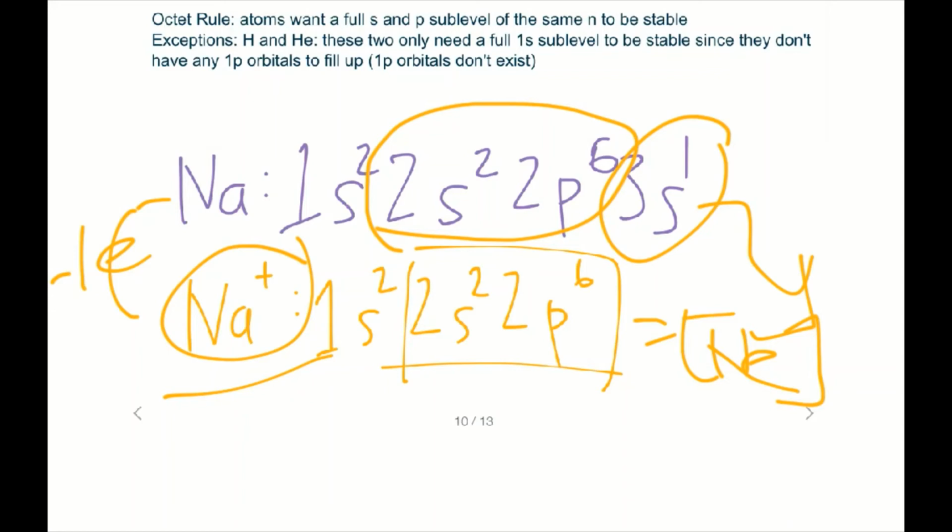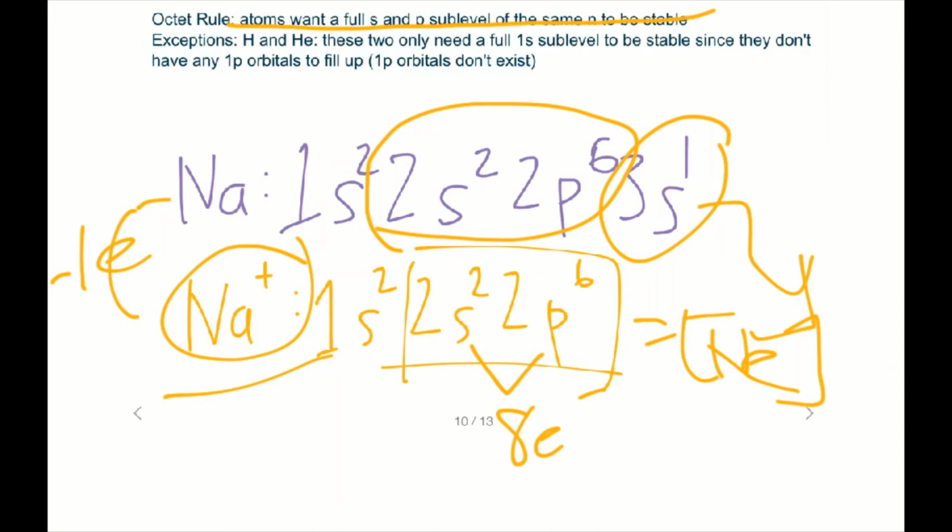So the octet rule states that atoms want a full s and p sublevel to be stable. And why is it called an octet rule? Well, an octet rule is named that way because the valence electrons, in this case 2s2, 2p6, add up to 8 electrons. So when an atom has 8 valence electrons, then it is stable. And in this case, sodium plus is stable because it has 8 valence electrons, as shown here. Now, there are only 2 exceptions.